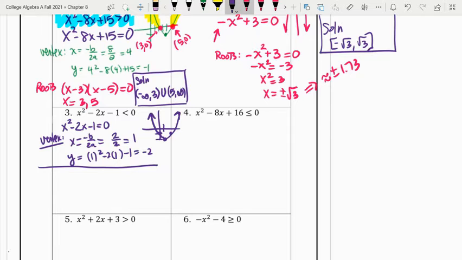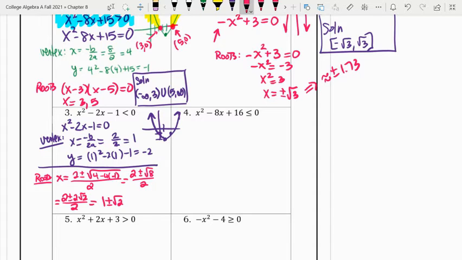Now we need to find the x-intercepts, or the roots. We can't factor that, just looking at it. So you're going to use quadratic formula. X equals 2 plus or minus the square root of 4 minus 4 times negative 1 over 2 times a, 2. So 2 plus or minus square root of 8 over 2. So 2 plus or minus 2 square root of 2 over 2, which simplifies to 1 plus or minus square root of 2. Let's find the decimals on that.